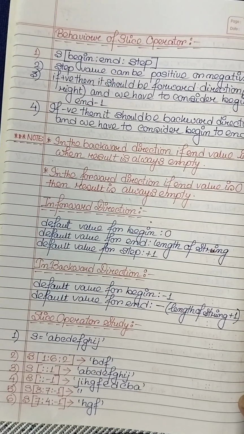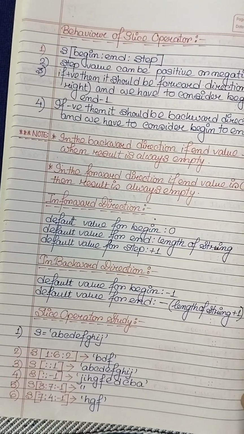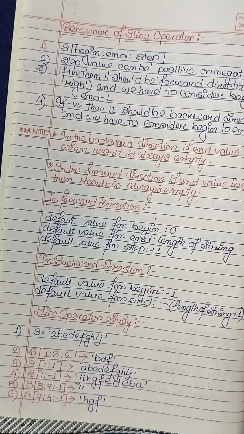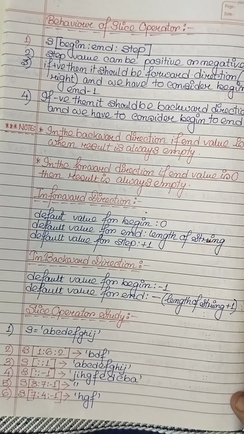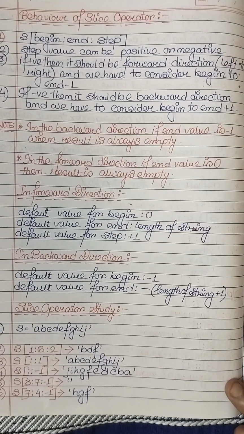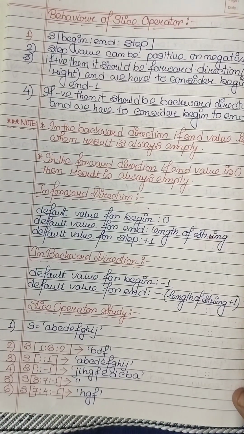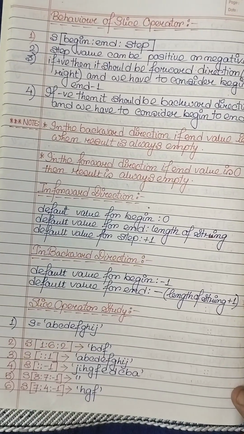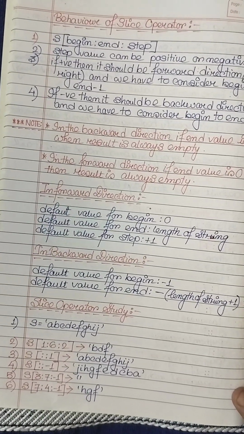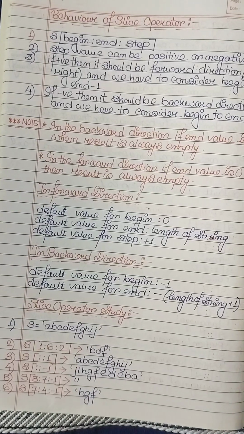I will explain some notes on the backward direction and forward direction. So first I should explain the note. In the backward direction, if the end value is minus 1, then the result is always empty. In the forward direction, if the end value is 0, the result is always empty.